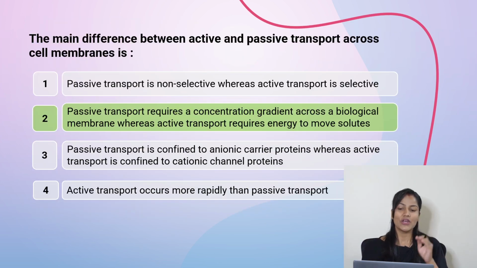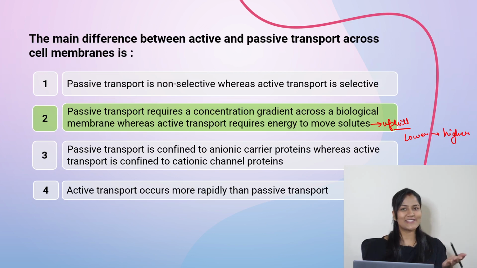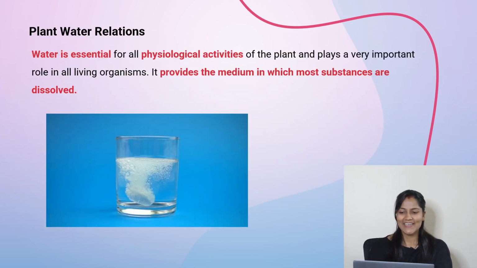Passive transport requires a concentration gradient already, whereas in active transport, energy is required to move the solutes, and this is uphill movement, which means from lower concentration to higher concentration. Easy peasy lemon squeezy. Now, let's start with today's important lecture.